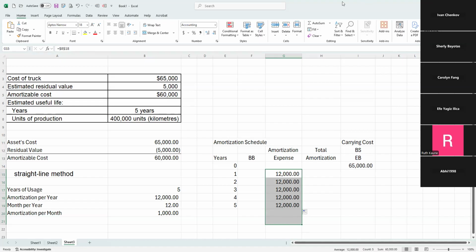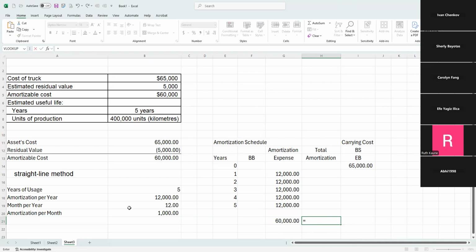60,000. So if I calculate 12 for 12 for 12, total should be 60. Yes, it is 60. So how much will be my total amortization of the fifth year? Obviously, it has to be 60, because that's how much I have to amortize. What will be my carrying cost at the end of year 5, sitting on the balance sheet for me?